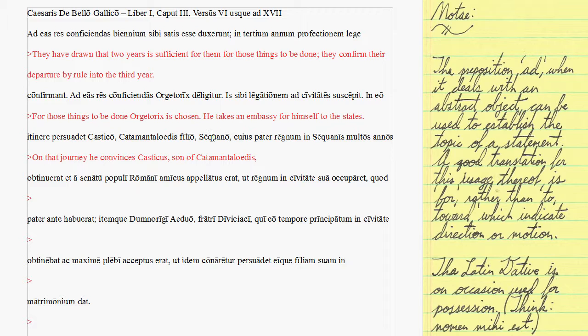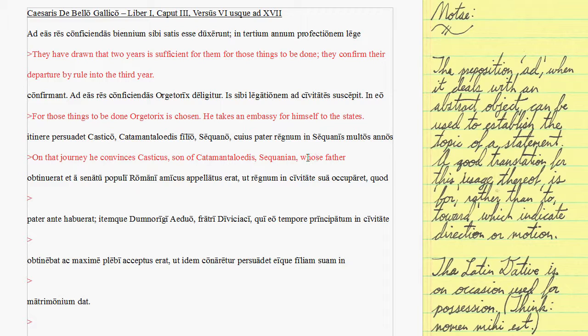And Sequano, don't mistake this for another name. This is going to be the name of a nation, and specifically describing Caustico. He's Sequanian. One of the states that we were describing the borders of in earlier passages. Then we have this to whom, or for whom, and it's going to be, once again, a dative of possession, whose father.